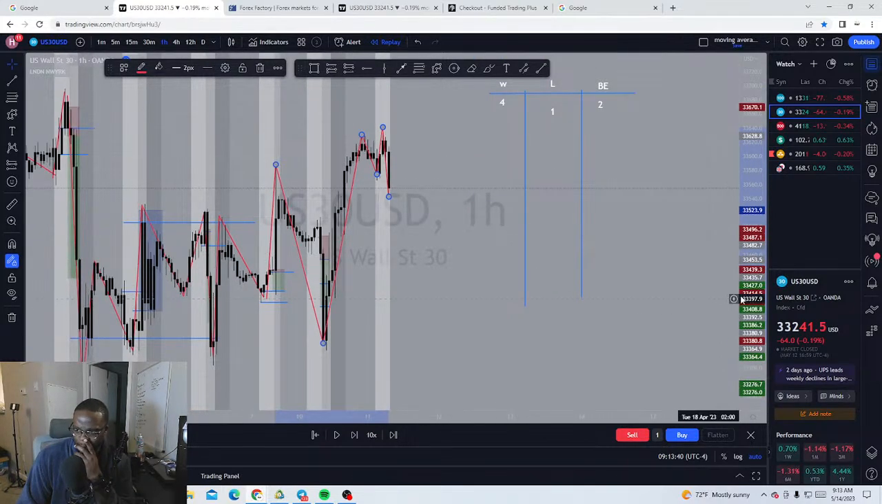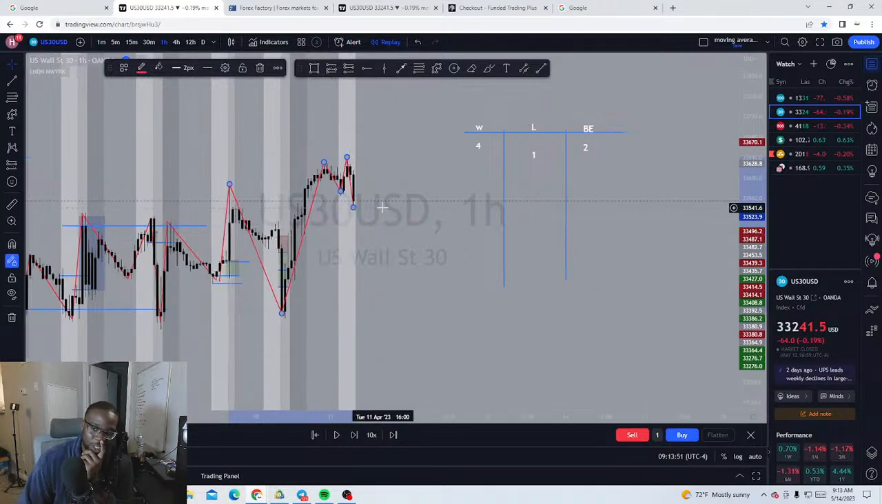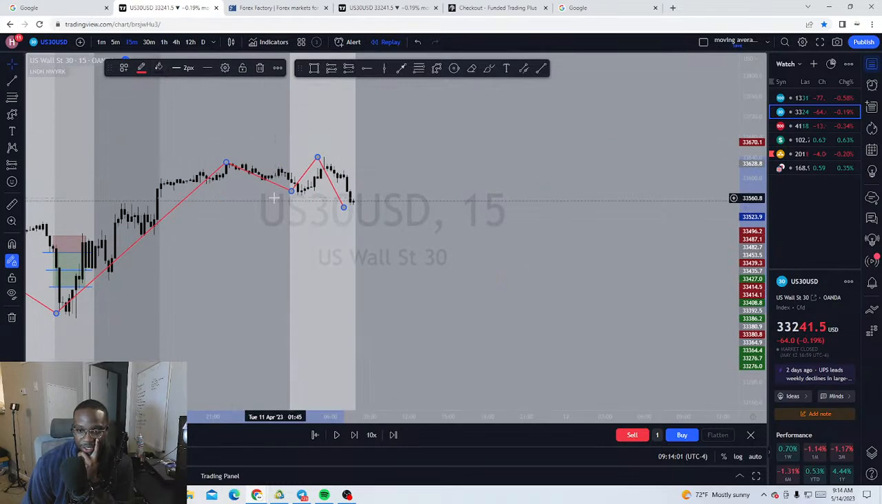Just looking at it, I can look for continuations here. But it's pretty tricky because when the market goes up and down like this, it might be the same thing as yesterday, just continuations on the shorts. Let's play the continuation on the shorts.